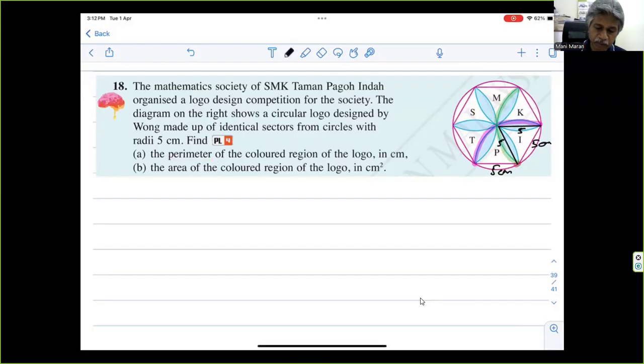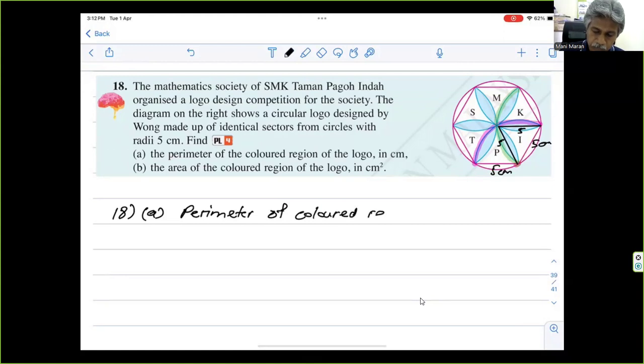So we try the first part here. We just write down 18. You're asked to find 18 part A, the perimeter of colored region. Perimeter of colored region will be equal to, remember the formula for arc length we studied earlier. Simple formula: S is equal to R theta. So we are going to make use of this formula. Perimeter of colored region will be S equal to R theta. R will be 5 cm multiplied by theta. Now what is the angle?